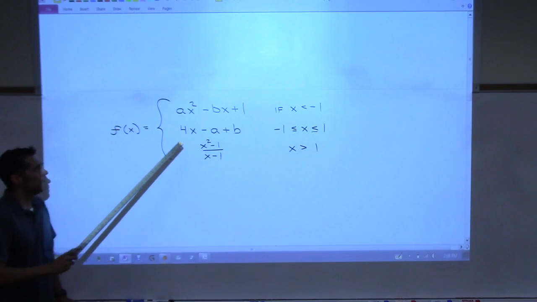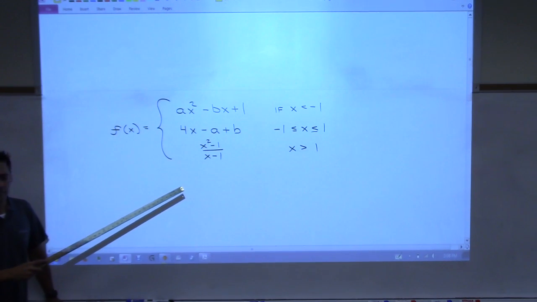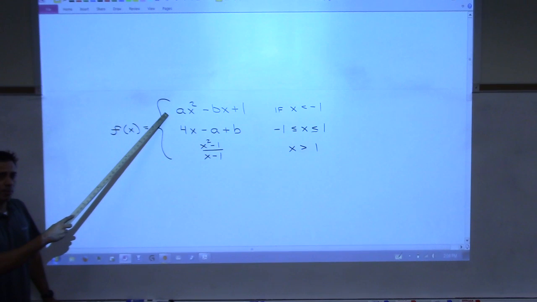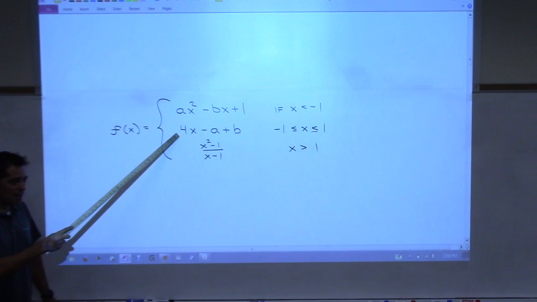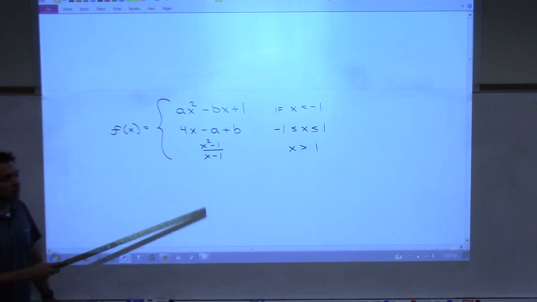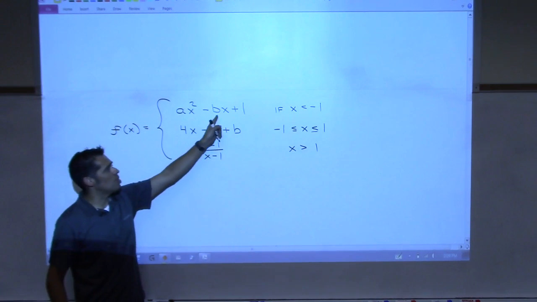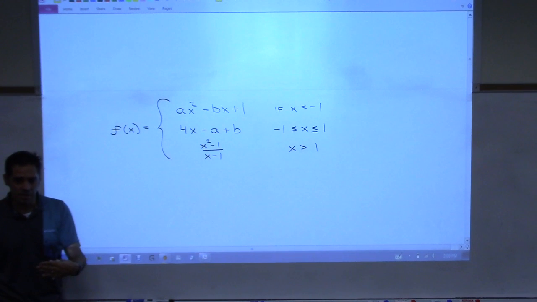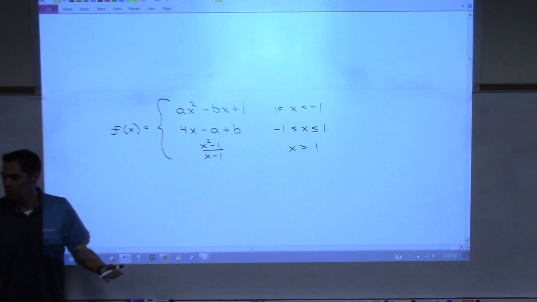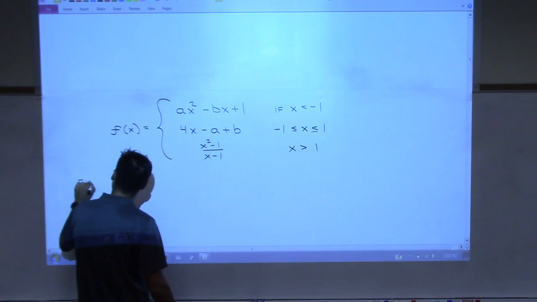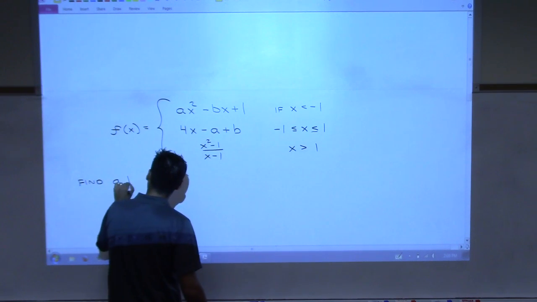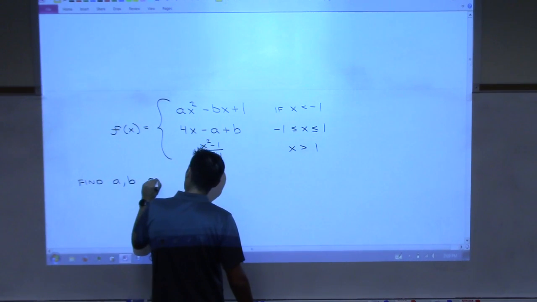We have three pieces to this function, right? We have a parabola, we have a line, and we have a rational function. Now, a and b in the problem right now are constants. I don't know what they are. You don't know what they are, all right? They're just some numbers.